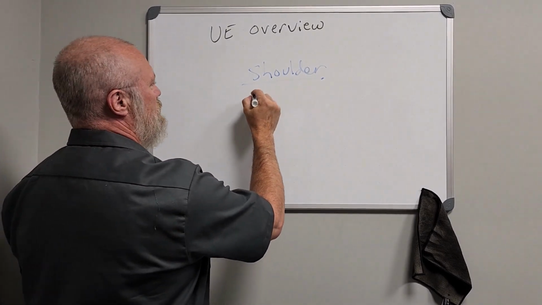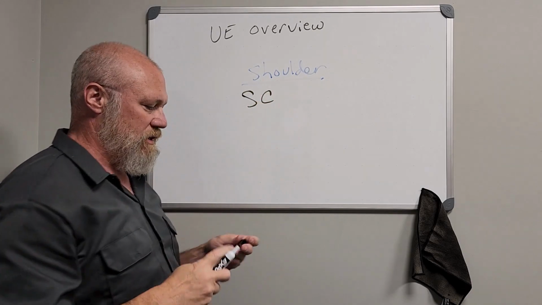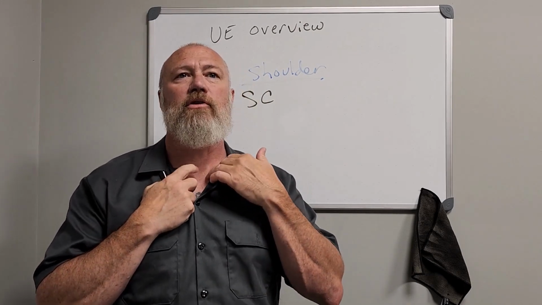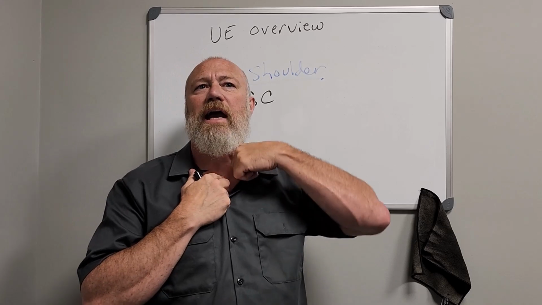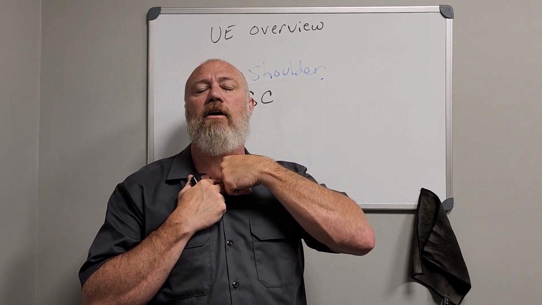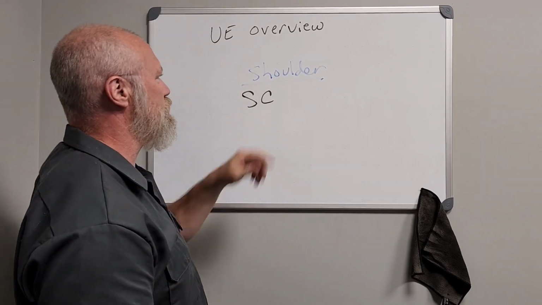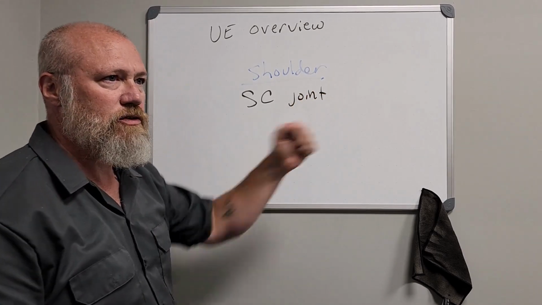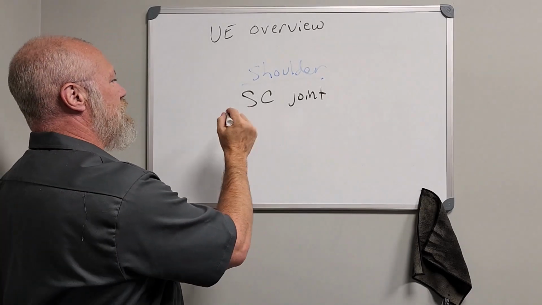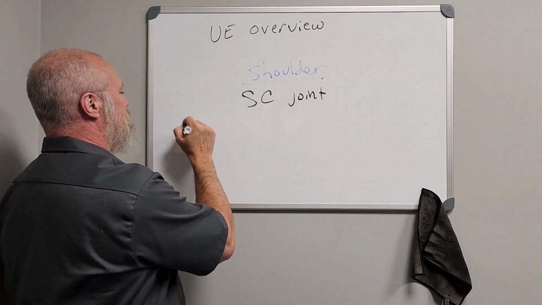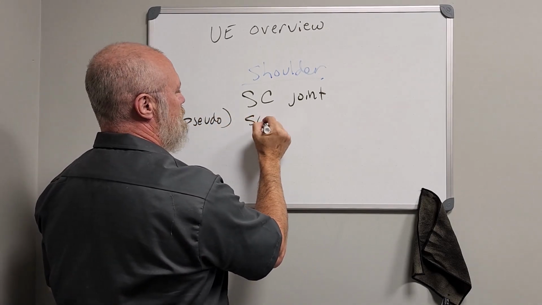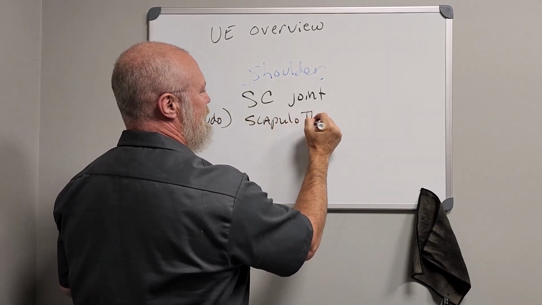The articulations are, first, the sternoclavicular joint. This is the only bony articulation that joins the pectoral girdle to your torso, between the manubrial portion of the sternum and the medial end of the clavicle. This sternoclavicular joint is the only bone-to-bone articulation that connects your upper extremity to your body. Then there's a pseudo joint, which is the scapulothoracic joint.